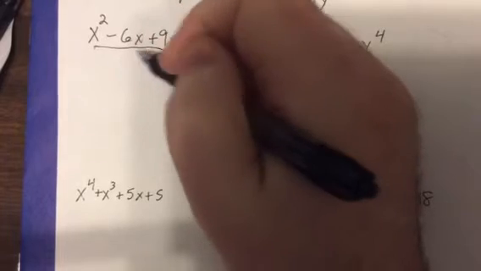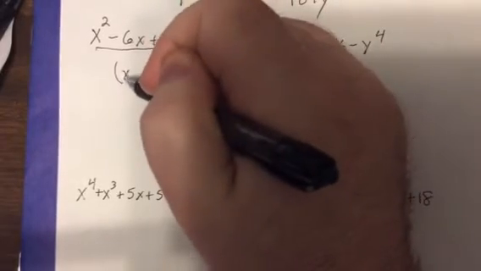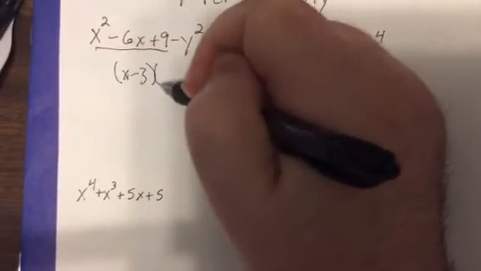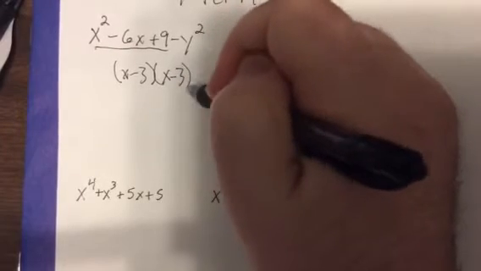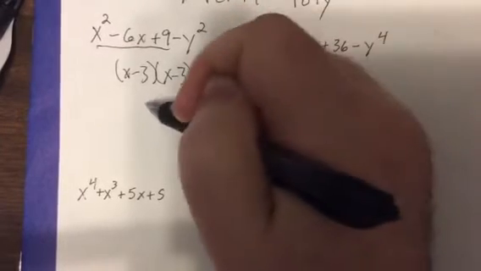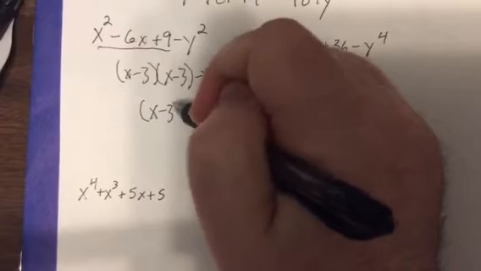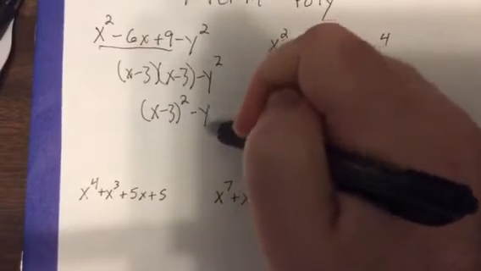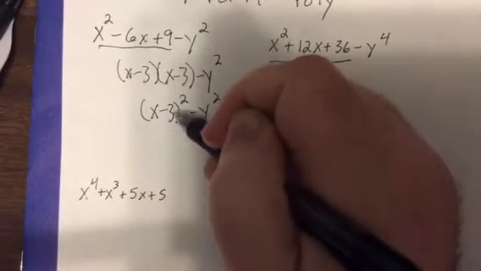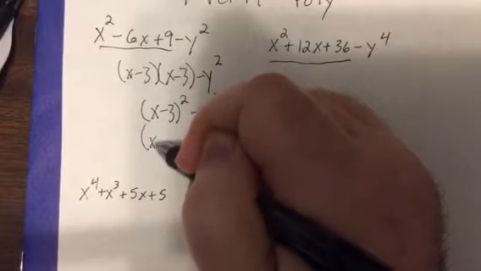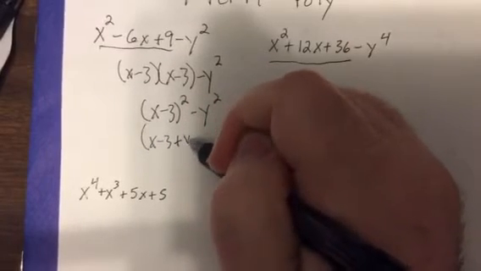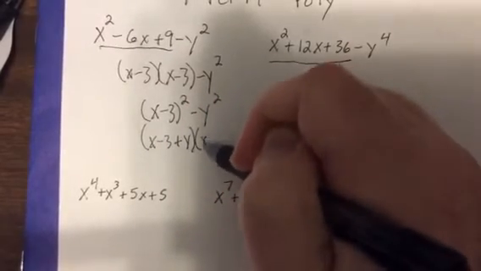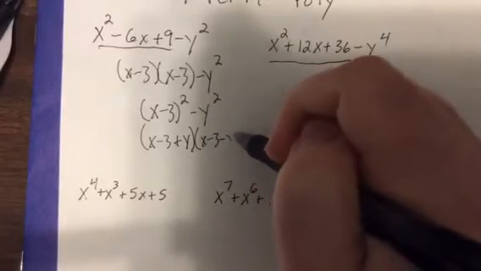Okay. So if you factor this, it'd be x minus 3, x minus 3. So this would be x minus 3 squared minus y squared. So you've got the difference of squares, so that'd be x minus 3 plus y, x minus 3 minus y.